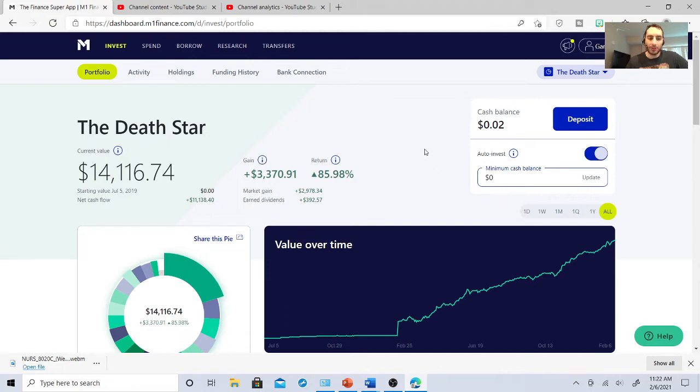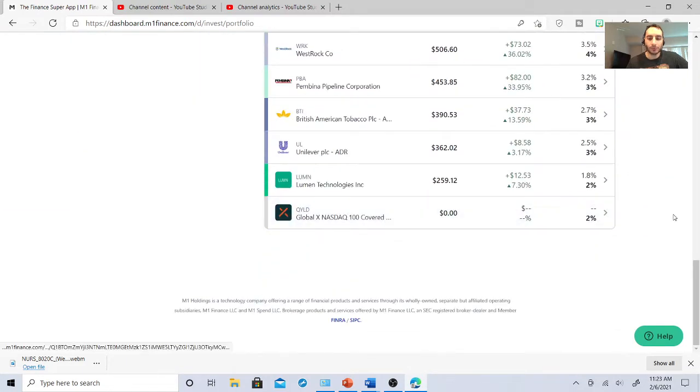So I'm going to show you some updates that I made with my M1 Finance Dividend portfolio. I'm really excited to show you guys how my $14,000 dividend portfolio has improved and what I plan on doing with it. So I'll show you the changes I made, some of the stocks I added and stocks I removed. But let's first look at the game plan.